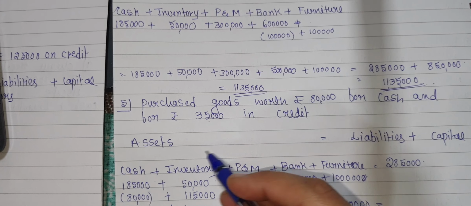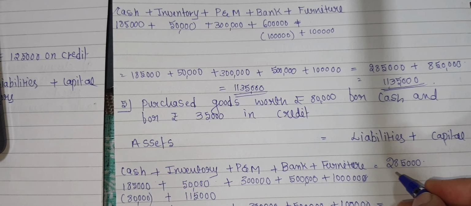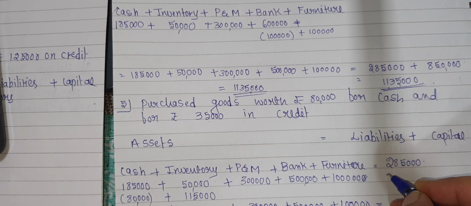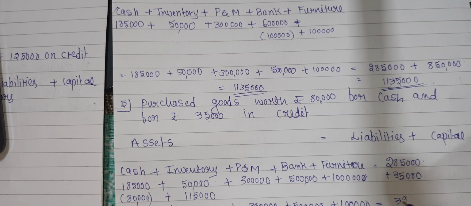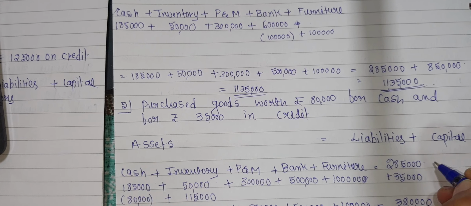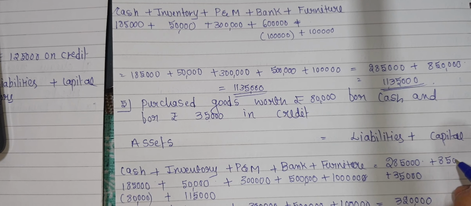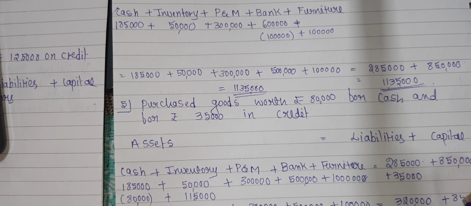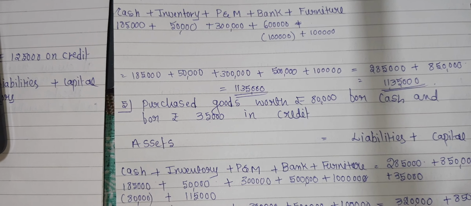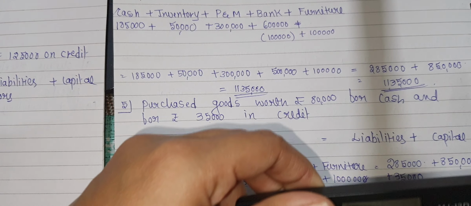But here we purchased the goods on credit, means add 35,000 plus 35,000, that is equals to rupees 3,20,000, and our capital is 8,50,000. So plus 8,50,000. Now we have to check the total.